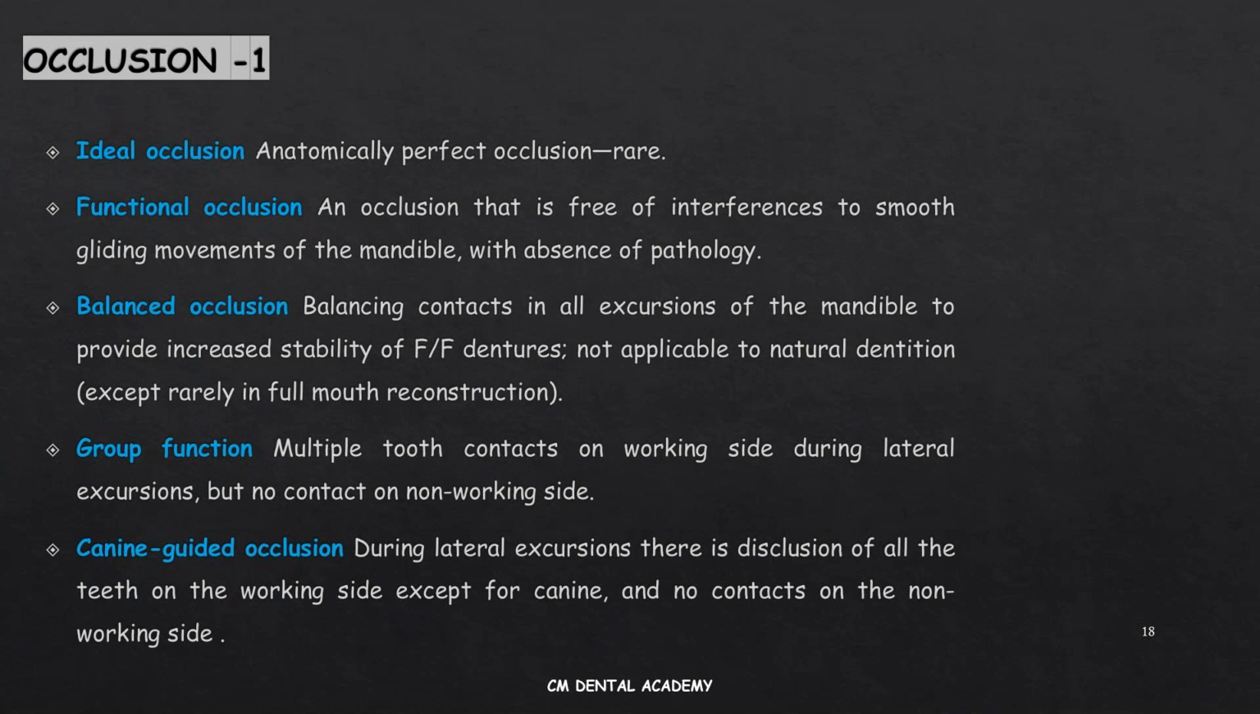Occlusion. Ideal occlusion is anatomically perfect occlusion, which is rare to find. Functional occlusion is free of interferences, with smooth gliding movements of the mandible and absence of pathology. Balanced occlusion is one in all excursions of the mandible, to provide increased stability of full upper and lower dentures. It is not applicable to natural dentition, except rarely in full mouth reconstruction.